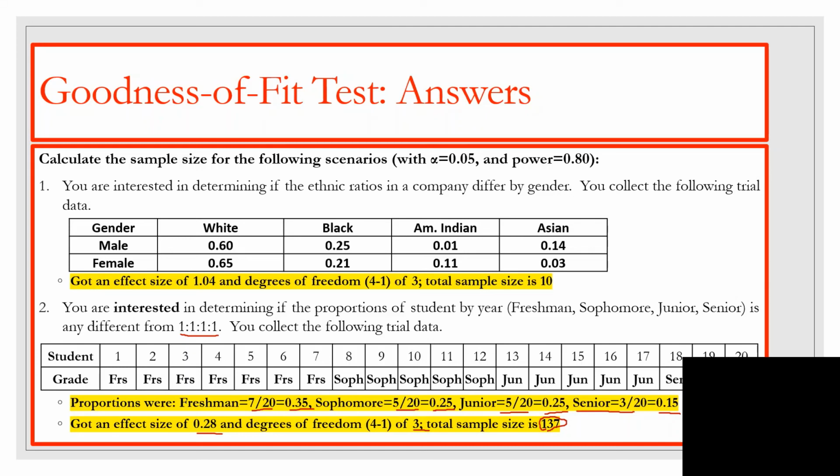This concludes the segment on proportion or categorical variable only tests. We will finish up in the last module with linear regression and ANCOVA. Thank you.